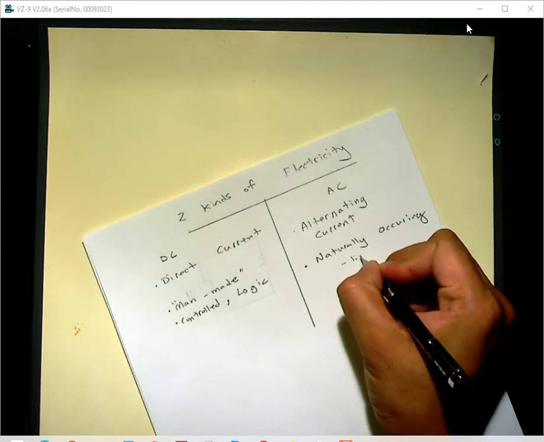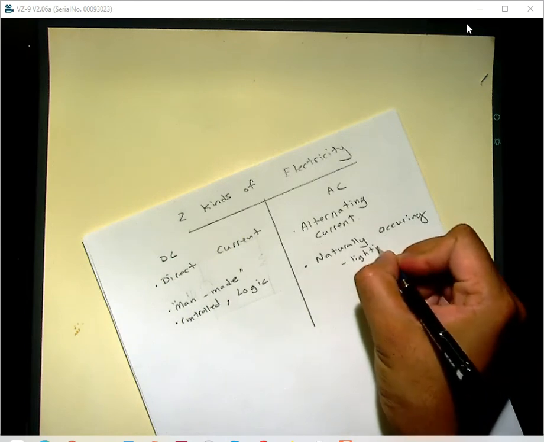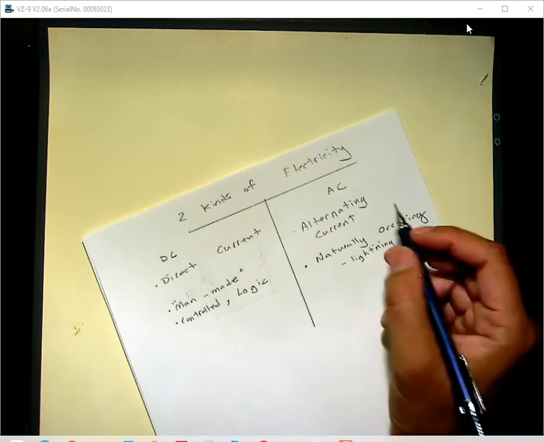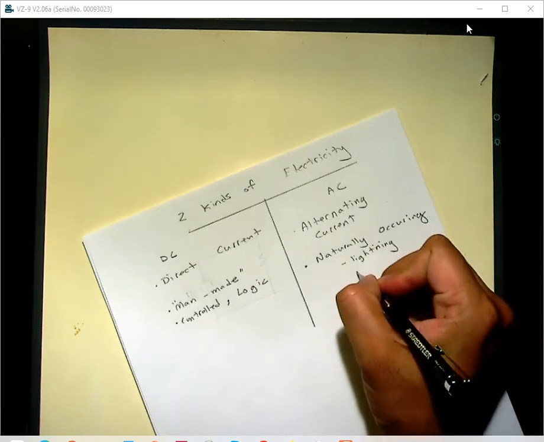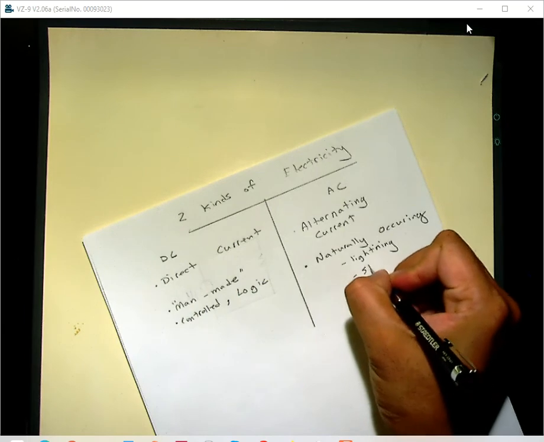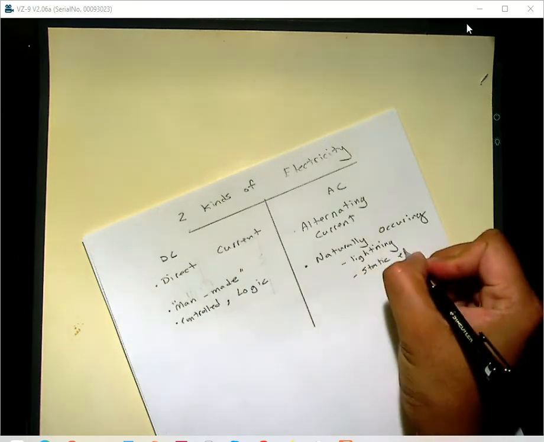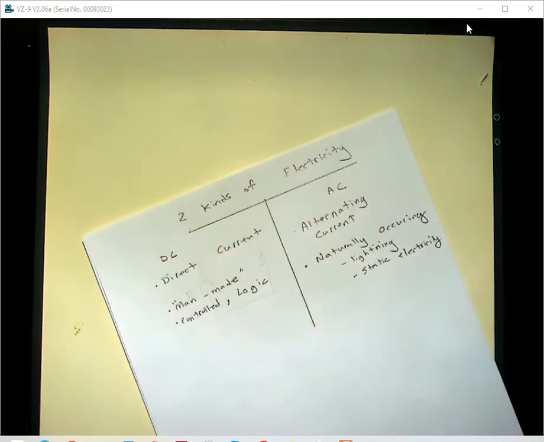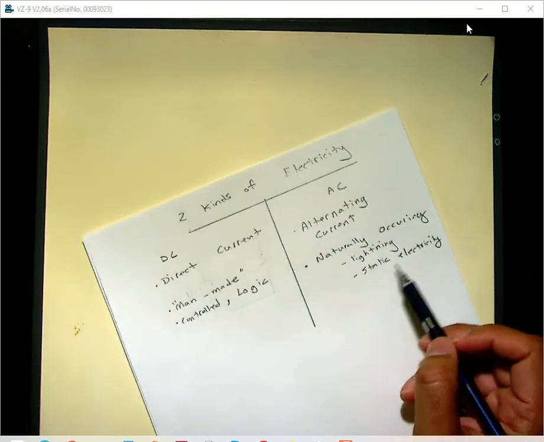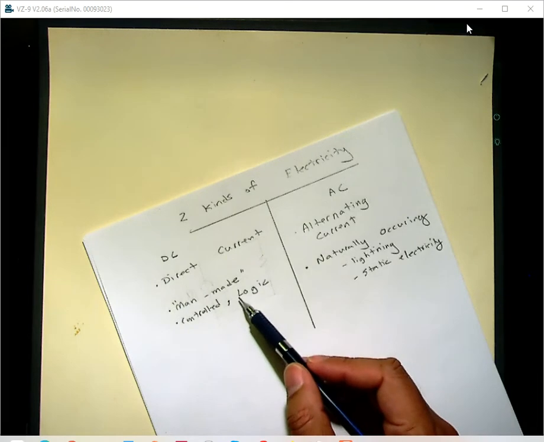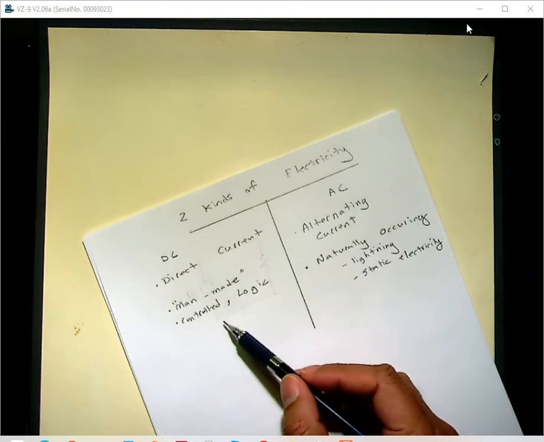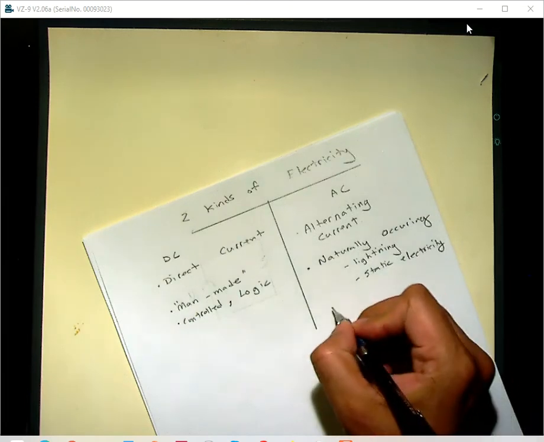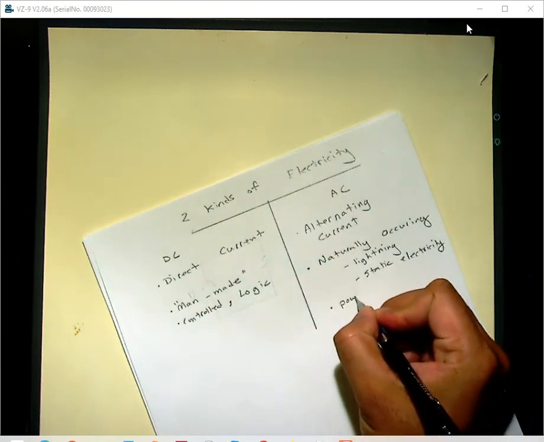An example would be lightning. Lightning is an alternating current, and so is static electricity. So what we have done was we took the naturally occurring electricity and we controlled it and made it DC, where we could now use it in computers and whatever. So basically, this is your power supply.